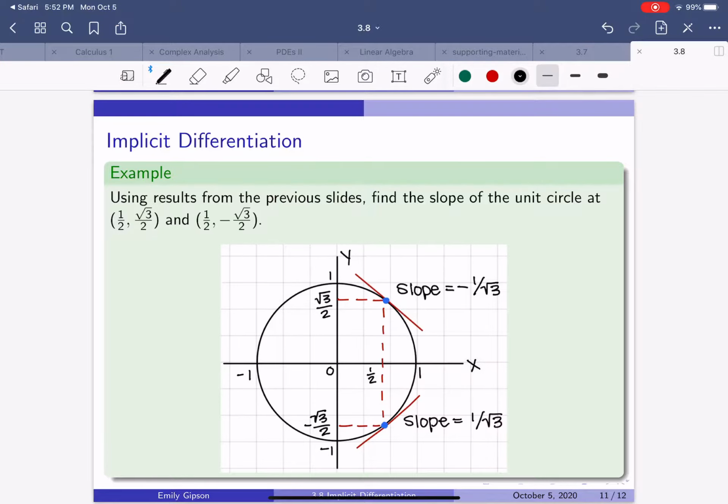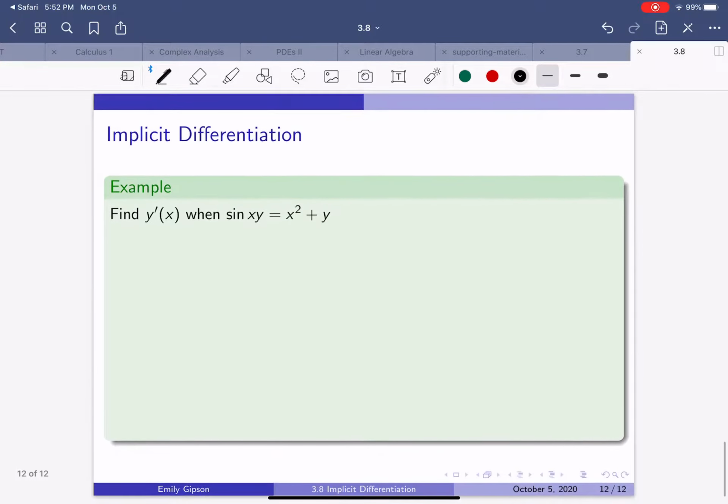So let's move on to an example. Now this one is a little tricky, and I'm just going to include this one. I'm not going to include any from the homework, but if you have any questions about the homework, feel free to email me, because this one is a pretty tricky example. So again, we're going to rewrite sine of x times y of x equals x squared plus y of x.